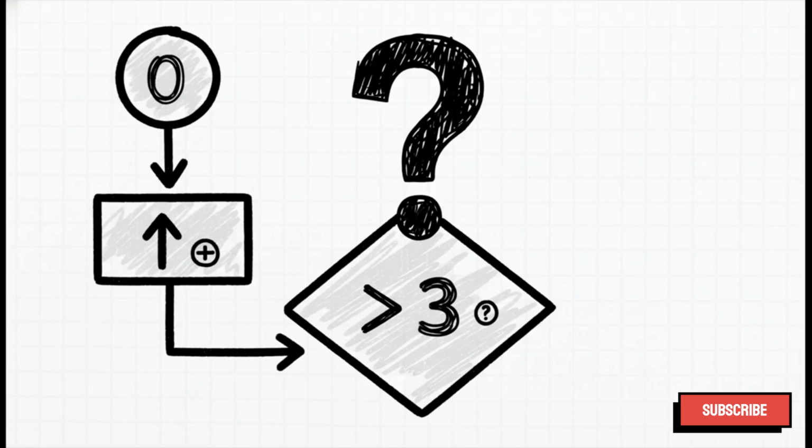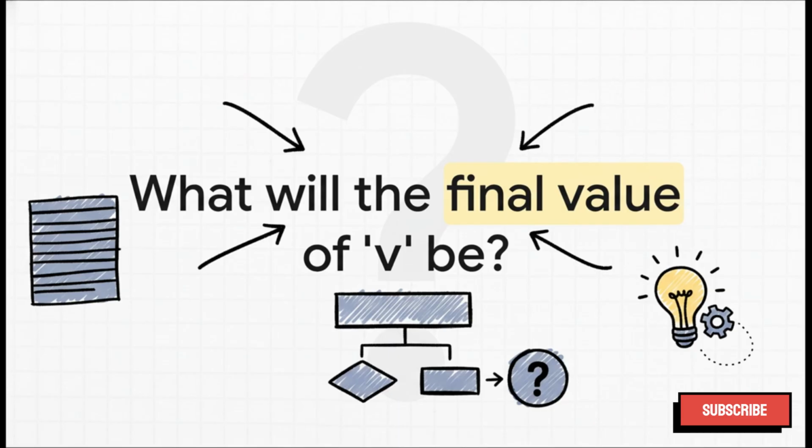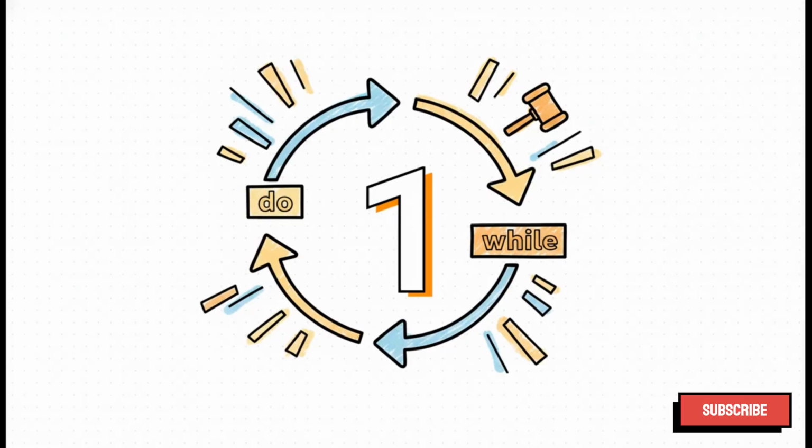So what happens? Go on, take a second and think about it. Based on that structure we just saw, what do you think the final value of v is going to be? The answer is 1. Even though the condition was never true, that loop is guaranteed to run at least once. The code inside the do block runs, it bumps v up to 1 before the while condition is ever even checked. It's kind of like the act first, ask permission later loop.